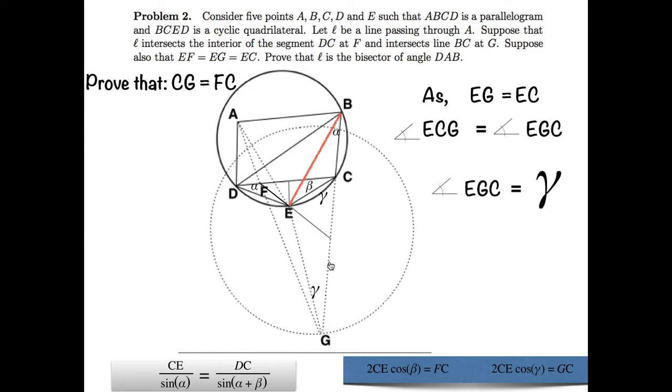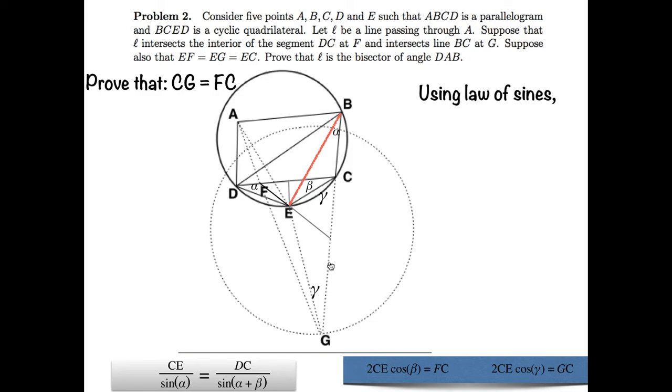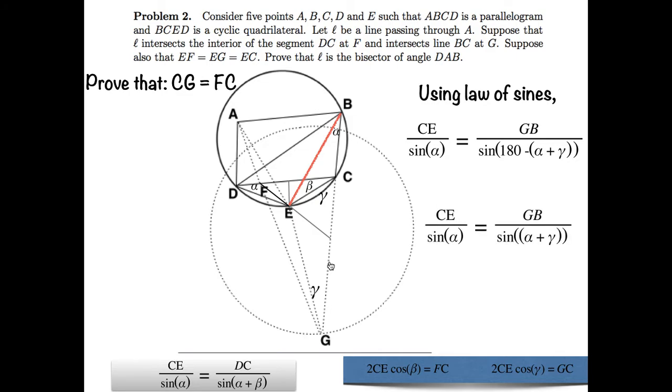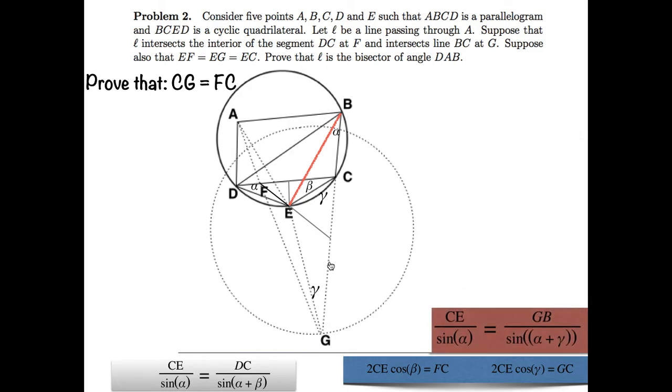Now this is done, and with the help of this construction, we can use the sine law easily. Now let's use it. CE by sine alpha is equal to GB by sine of (180 minus gamma minus alpha), which is equal to sine of (180 minus (gamma plus alpha)), that is sine of (alpha plus gamma), since sine of (180 minus theta) is sine theta. So this is also one formula that we need to solve this problem, to prove that CG is equal to FC.